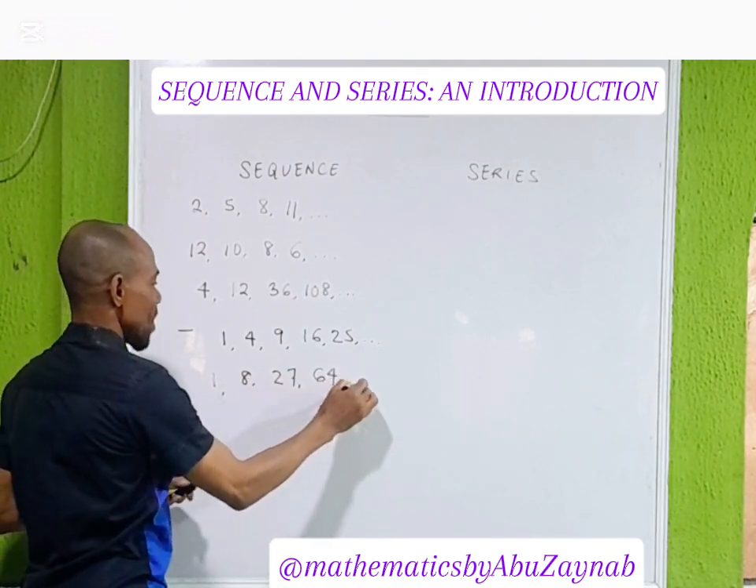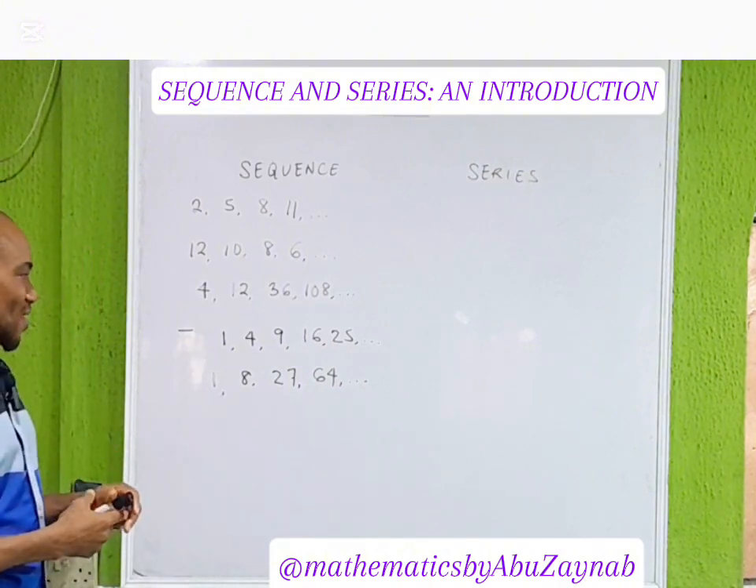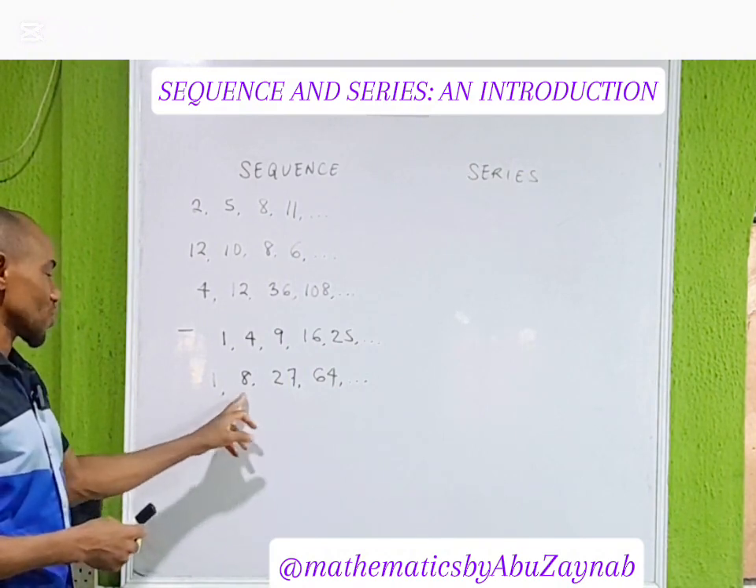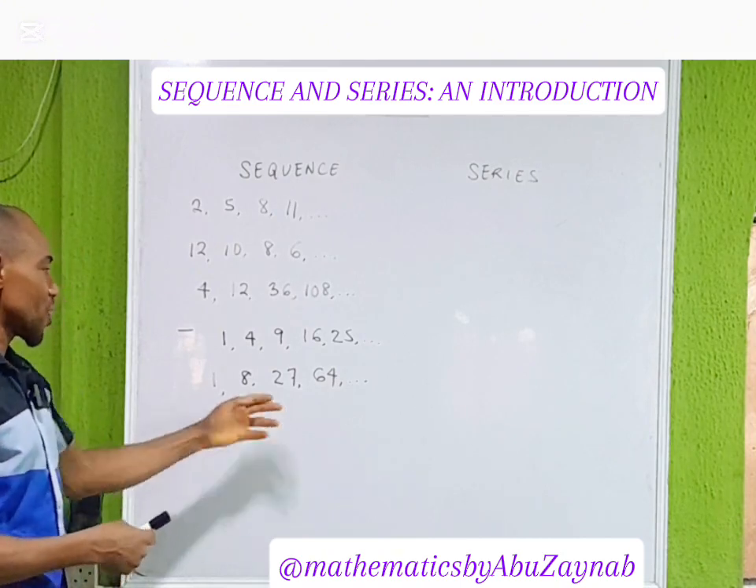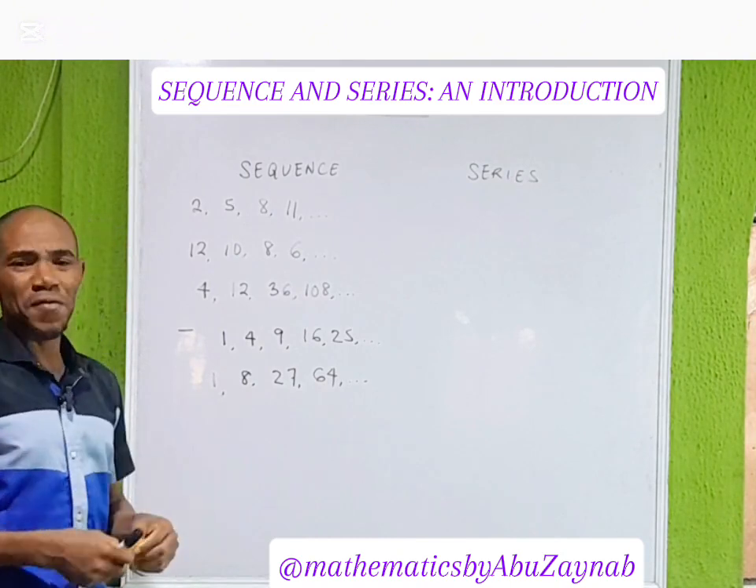So we have this. This is a bit similar to this. This is simply the cube of natural numbers. 1 cube is 1. 2 cube is 8. That is 2 times 2 times 2. 3 cube, 27. 4 cube, 64, and so on and so forth.